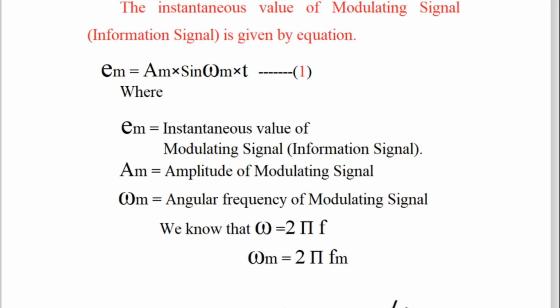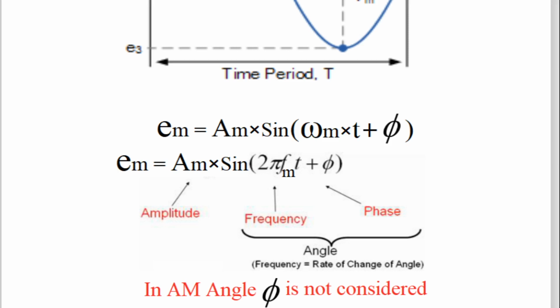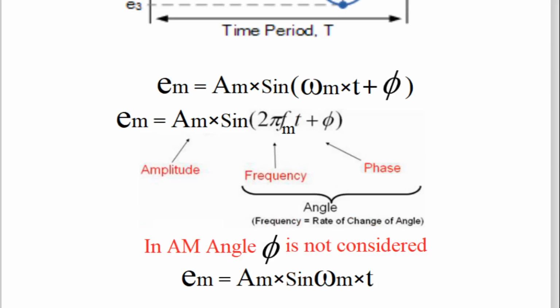We only write a suffix for each particular quantity, because we are dealing with three waves. Wave number one, the information signal. Wave number two, the carrier signal. And wave number three, the modulated output. So be precise while writing this. Em means the instantaneous value of the modulating signal is equal to Am, the amplitude of the modulating signal, into sine omega m t plus phi.